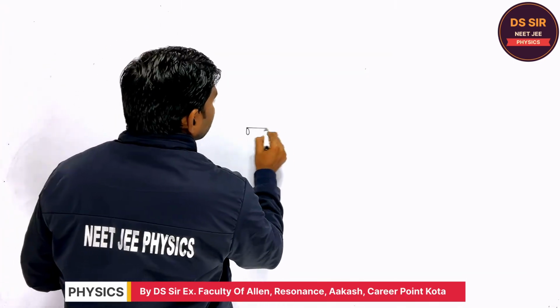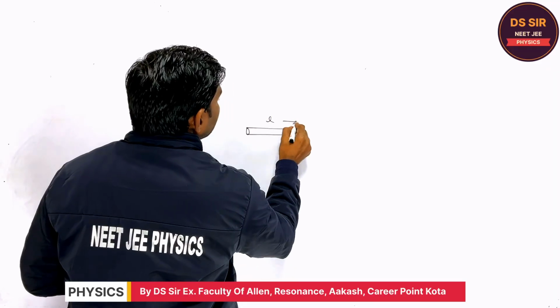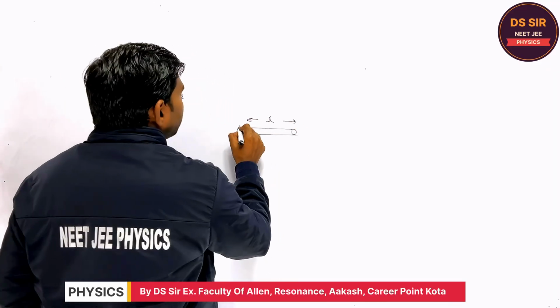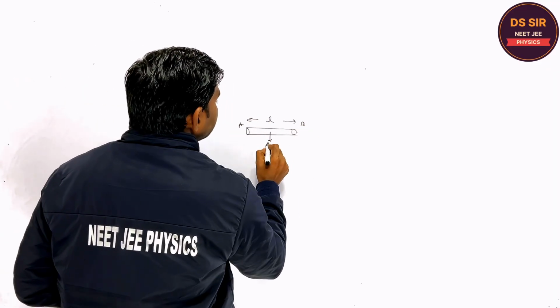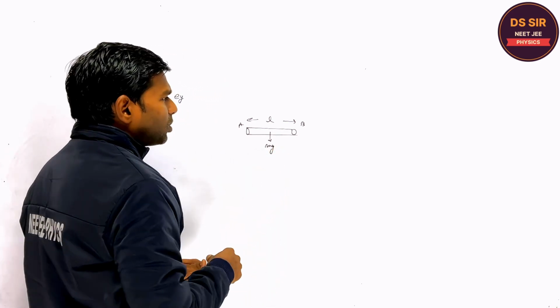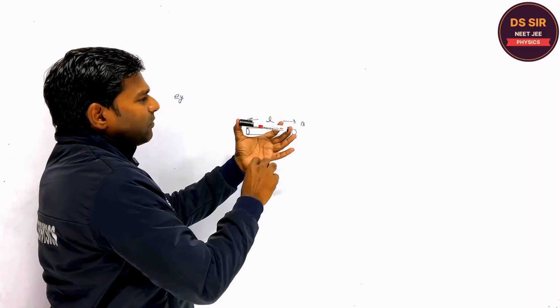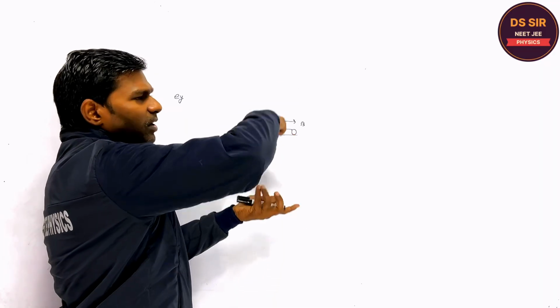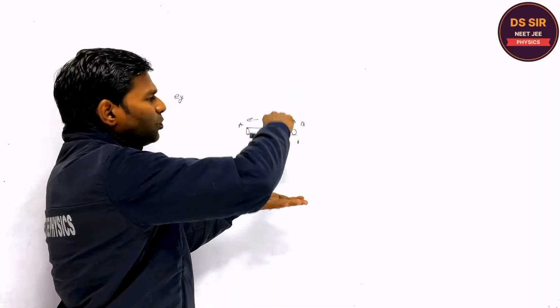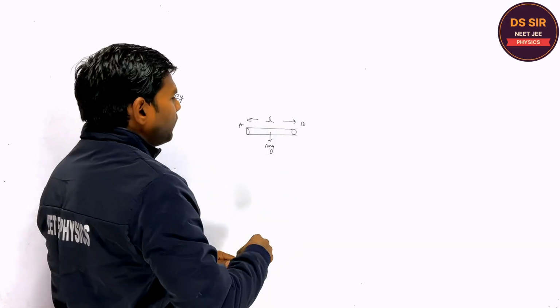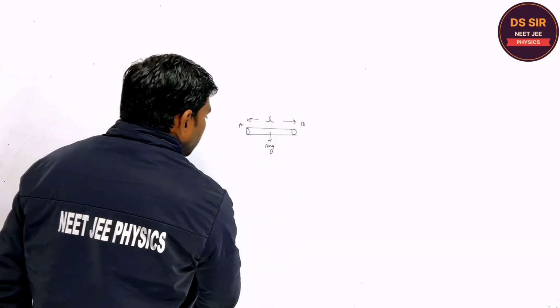Copy this. So let's see another example. Suppose there is a wire of length L. This is the wire AB and its mass is mg. Is it clear? So if this wire is released under gravity, what will happen? It will fall down.